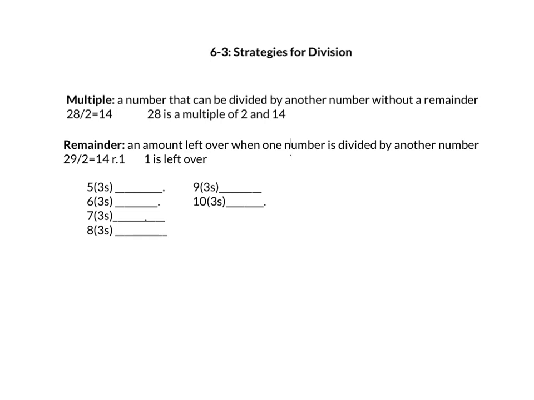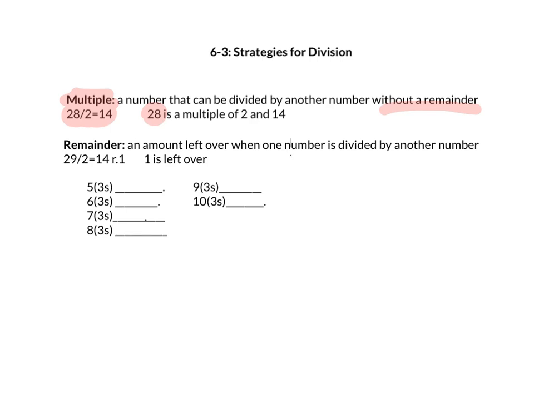So let's first talk about what a multiple is. A multiple is a number that can be divided by another number without a remainder. So 28 is easily divisible by 2 to get 14. So 28 is a multiple of 2 and 14.